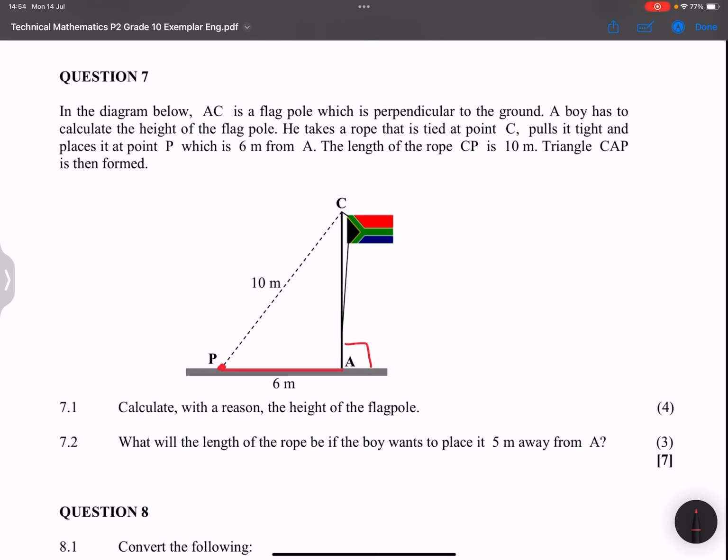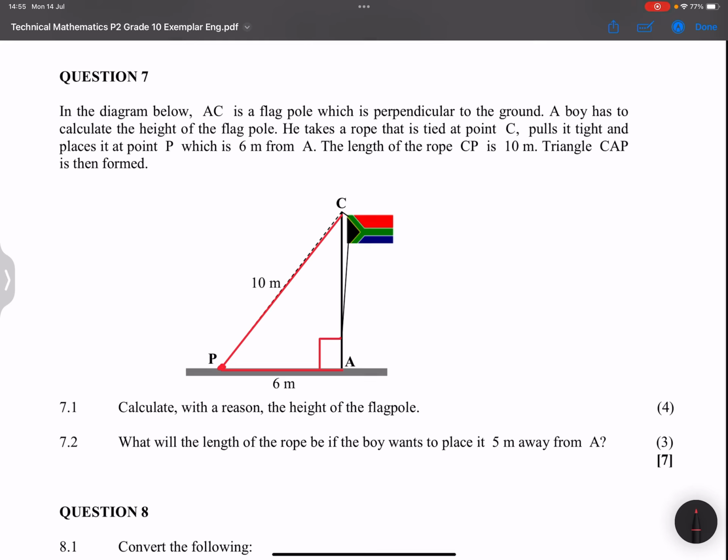Now that means that this must be a 90-degree triangle, because the pole is perpendicular to the ground, so it must make an angle of 90. They say calculate with reasons the height of the pole. Now ladies and gents, please note we've got two sides and we've got a 90-degree triangle. So what do we note in this case?